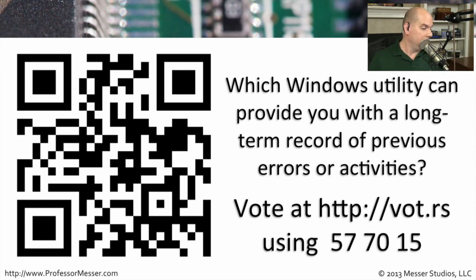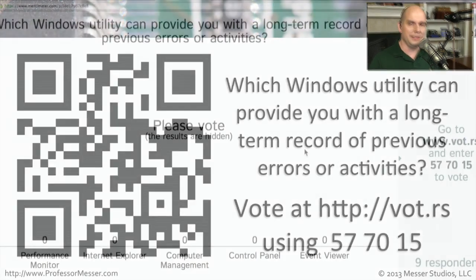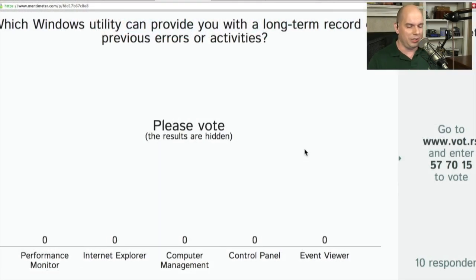So you've got some options here. I'm going to wait a moment so you can get that QR code in here. Your options are Performance Monitor, Internet Explorer, Computer Management, Control Panel, and Event Viewer. Now I'm going to flip over. We can see how many respondents we have here, but which Windows utility can provide you with long-term records of previous errors or activities? There's some key words there, isn't there? There's some interesting words you should keep in mind. So there's your options: Performance Monitor, Internet Explorer, Computer Management, Control Panel, Event Viewer.